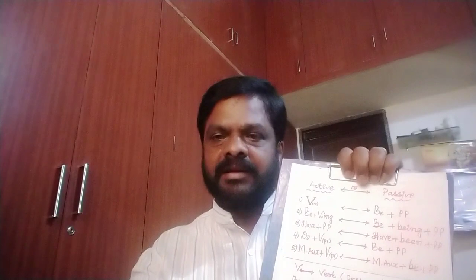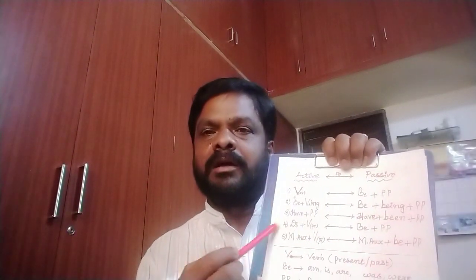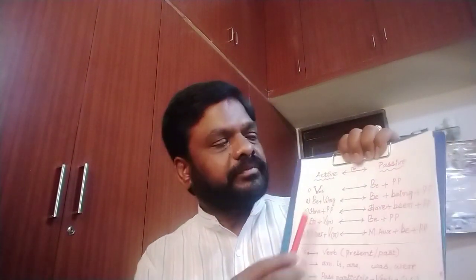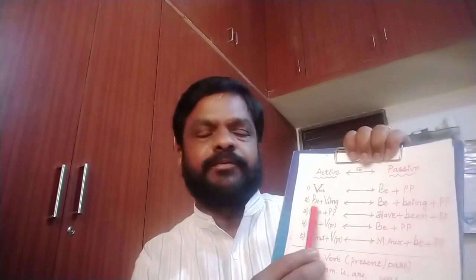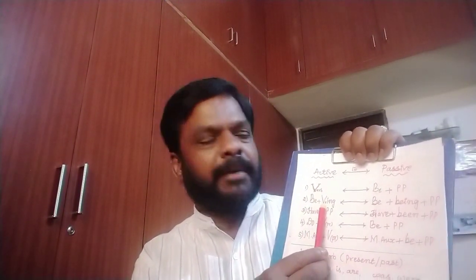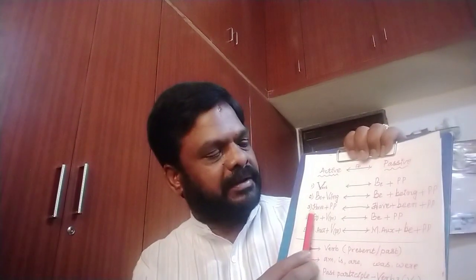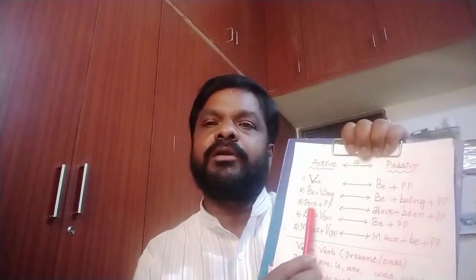I will explain in later pages with the examples. Then if the verb is in be form plus verb ing, you have to take the same be form, in the same way, being plus past participle. If there is have form plus past participle, have form means have, has, had, then you have to take have form plus been plus past participle.